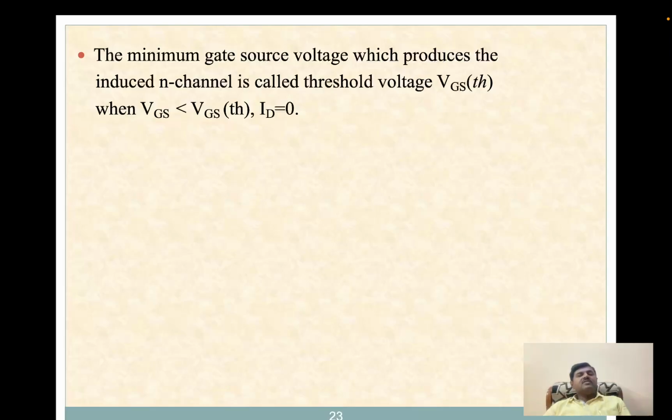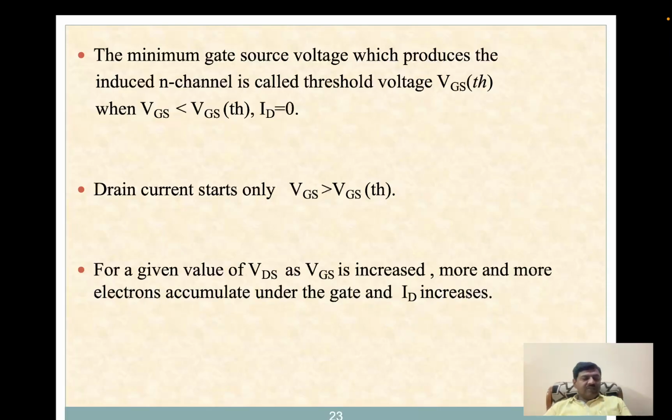So the minimum gate source voltage which produces the induced N channel is called the threshold voltage. We represent it as VGS(th). When VGS is less than VGS threshold, the drain current will be equal to 0. So the drain current conducts only when the gate source voltage is greater than the threshold voltage. For a given value of VDS, as VGS is increased, more and more electrons accumulate under the gate and the drain current ID increases.